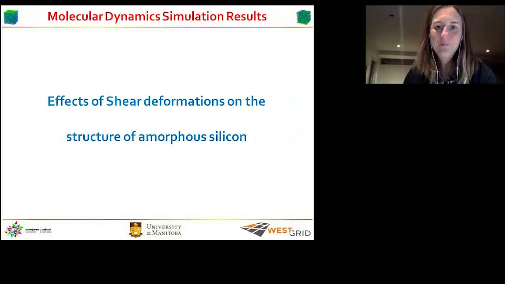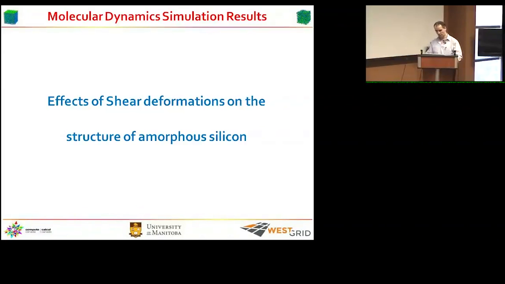Now we switch to another example. I already introduced shear deformations. For this, we use amorphous silicon. What we do is start from an initial configuration, which is a random configuration. Then we calibrate the system. We heat the system to a very high temperature, then quench the system very slowly to obtain amorphous silicon.